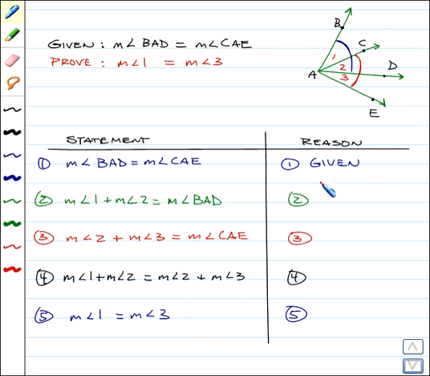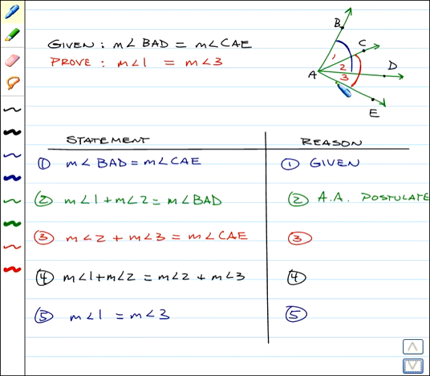All right, so we've got this proof laid out. Now all we've got to do is give the reasons. We start off with our given. The measure of angle BAD equals the measure of angle CAE. Okay, well, that's all right. Then in our next step, we go off a little bit. The measure of angle 1 plus the measure of angle 2 is equal to the measure of angle BAD. Now, that's true. Why can we say that? Well, that's the angle addition postulate.